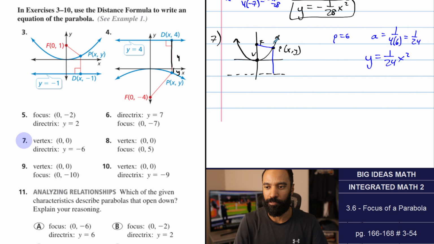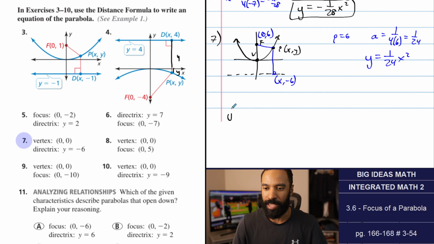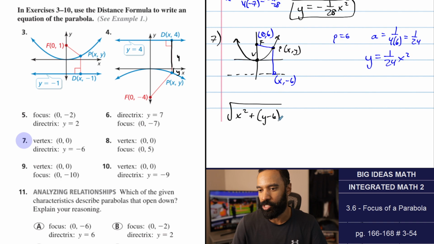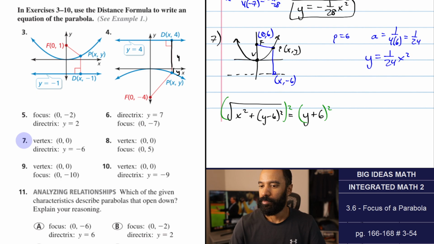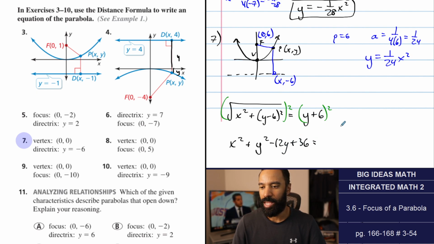Let's use distance formula to confirm that. This was at x negative 6, and this guy is at 0, 6, because we're going to be p units up here. So the distance from F to P is the square root of x minus 0 quantity squared plus y minus 6 quantity squared equals, now here the distance from P to the directrix is y minus negative 6 or y plus 6. We're going to square both sides here and expand the y minus 6 here and expand that. We'll get x squared plus y squared minus 12y plus 36 equals, expand that, we get y squared plus 12y plus 36.